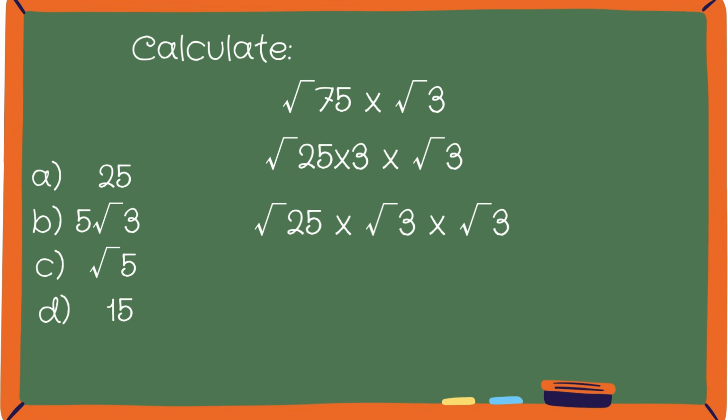Very well, the square root of 25 is 5. And here I have the square root of 3 multiplied by the square root of 3, which is the square root of 3 squared. And the square root of 3 squared is 3. Look, the index of the root and the power simplify. Then it will be equal to 3, and 5 multiplied by 3 is 15. The answer is letter D.